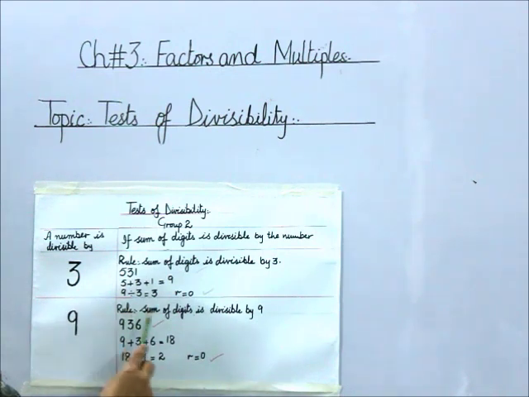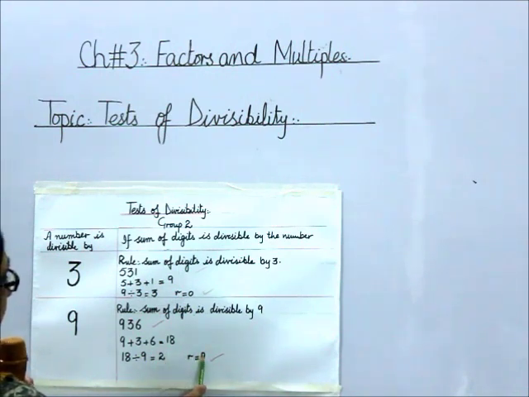For number 9, we have the same rule. If the sum of digits is divisible by 9, the number is divisible by 9. Now here I have a number 936. Let's add the digits of 936: 9 plus 3 plus 6, and the sum is 18. 18 divided by 9, here the quotient is 2 and the remainder is 0. So 936 is divisible by 9.